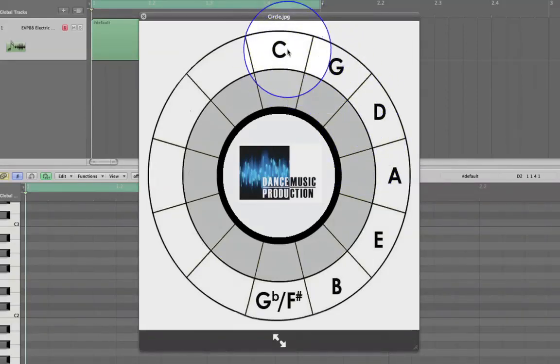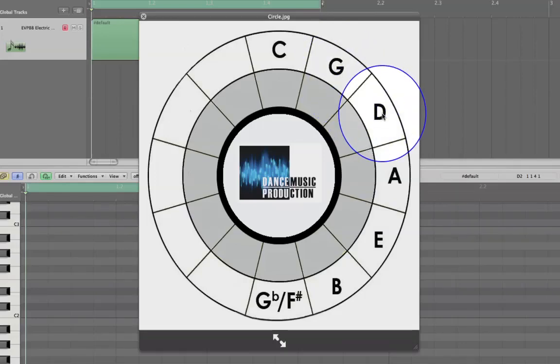Now, C, as we know, has no sharps or flats in it, so it sits at 12 o'clock. It sits at the top of our scale there. Now, G, as you can see, is sat 1 notch away from C. And because it's sat 1 notch away, it has 1 more sharp than C. Now, D is sat 2 notches away from C, and that means that it has 2 more sharps than C. But since it's only 1 notch away from G, it has 1 more sharp than G.